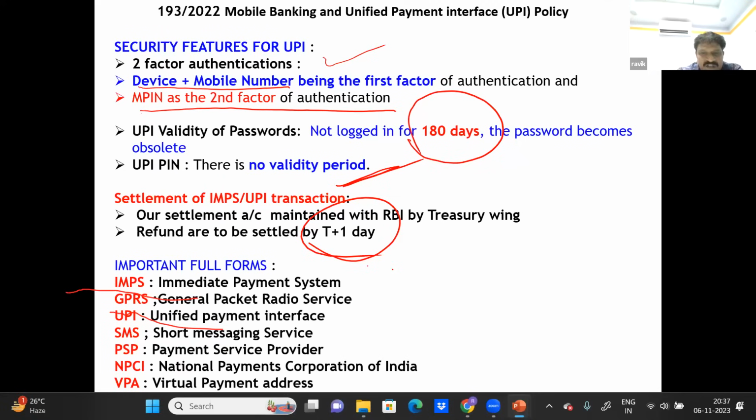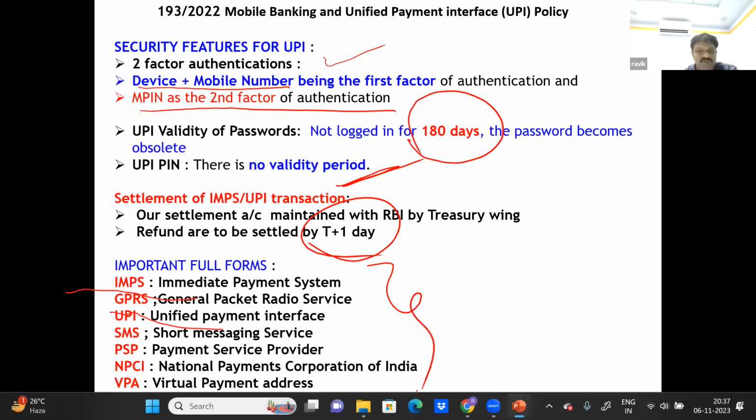Then some full forms I have given here. IMPS, very important, Immediate Payment Service. GPRS, General Packet Radio Service. UPI, Unified Payments Interface. SMS, Short Messaging Service. PSP, Payment Service Provider. NPCI, National Payments Corporation of India. VPA is Virtual Payment Address. Please try to understand or learn by heart. Try to close this and see for IMPS whether you are able to recollect or not. Immediate Payment Service should come to your mind. If it is coming, ignore it, one by one day.